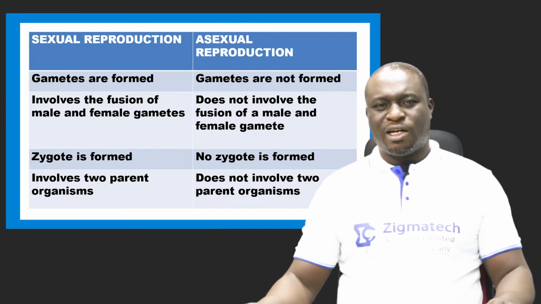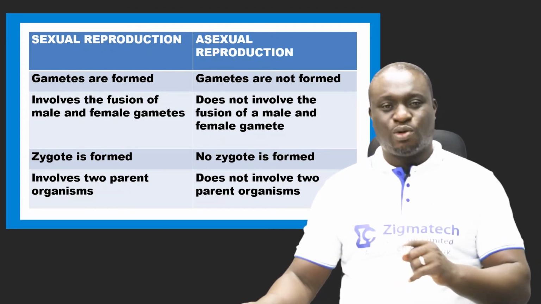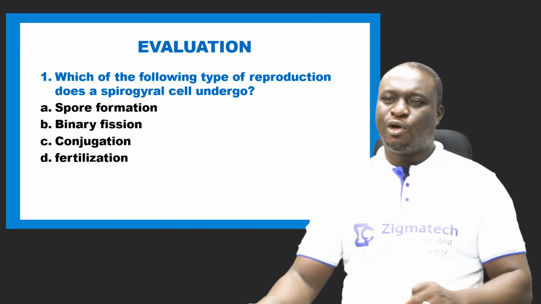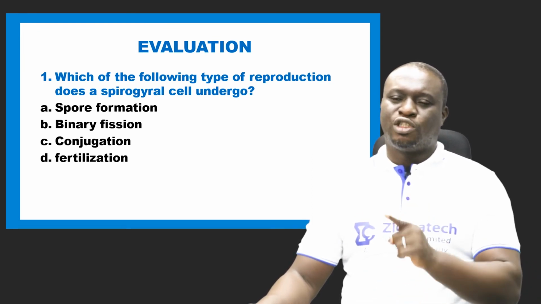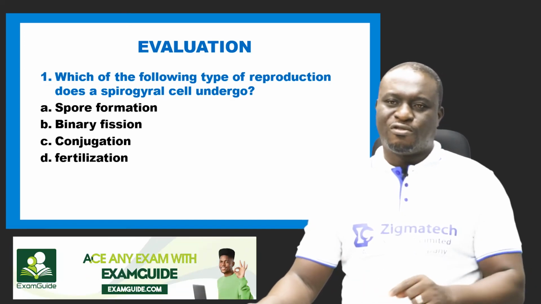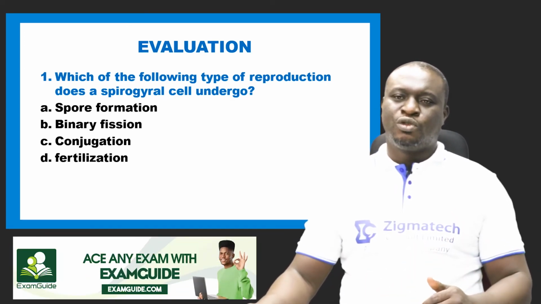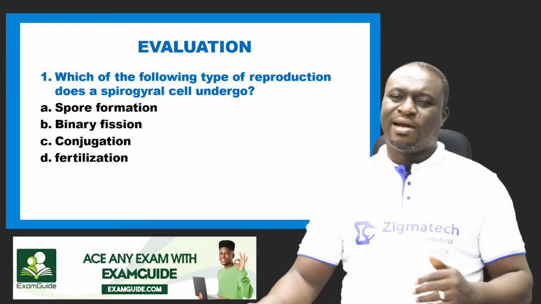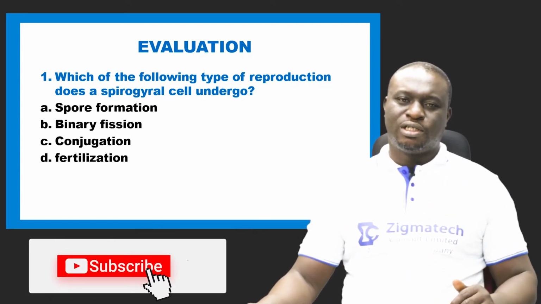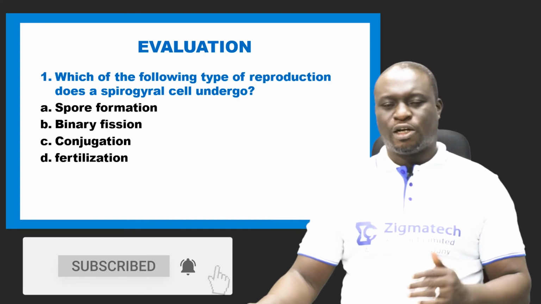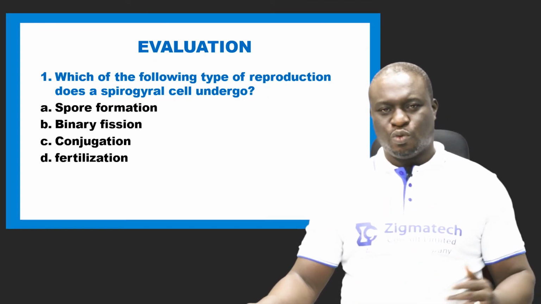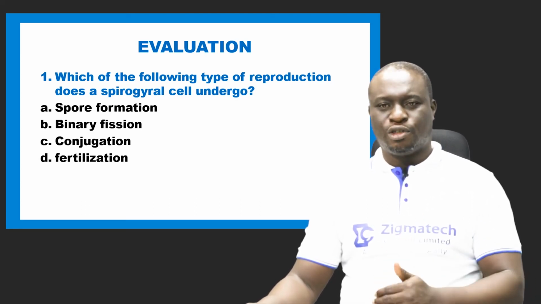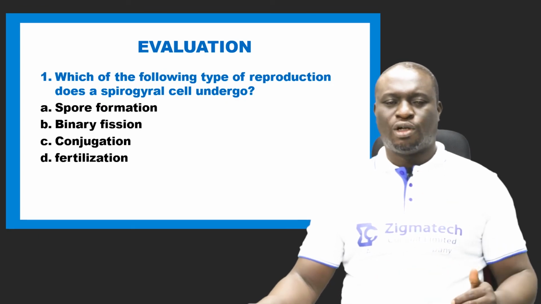Now let's take a look at some evaluations to see if we have actually understood this. We have question number 1. Which of the following types of reproduction does a Spirogyra cell undergo? A, spore formation. B, binary fission. C, conjugation. And D, fertilization. And the correct option is conjugation. We have just looked at it, that Spirogyra cells undergo fragmentation as well as conjugation, both asexual and sexual reproduction.